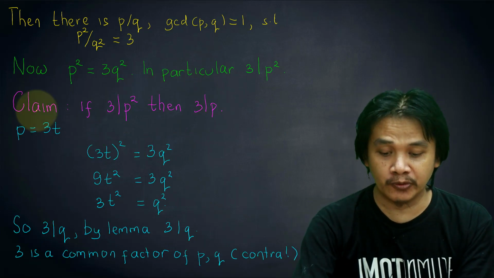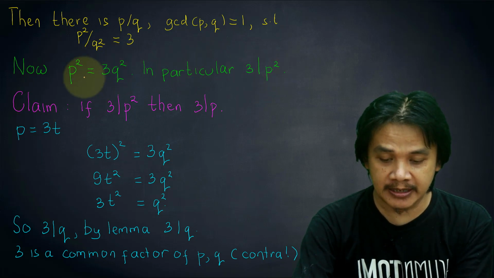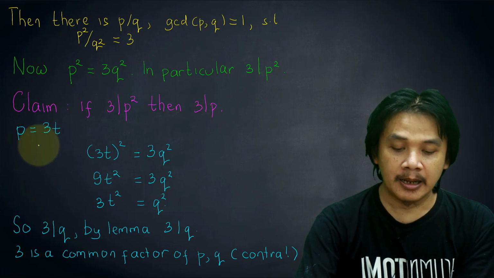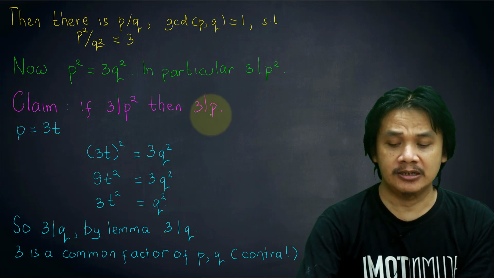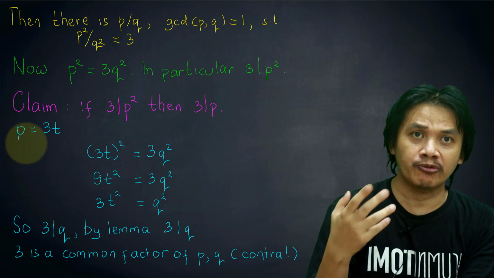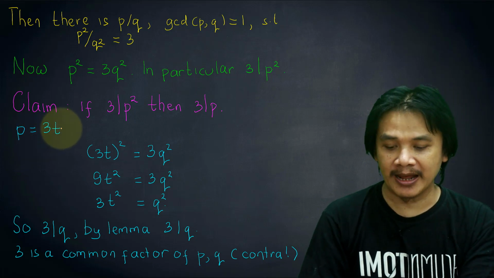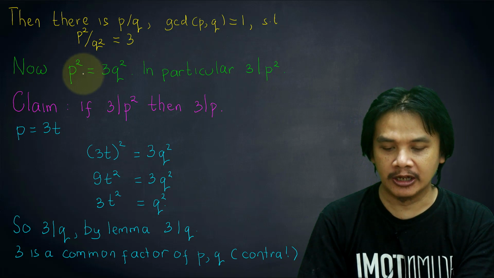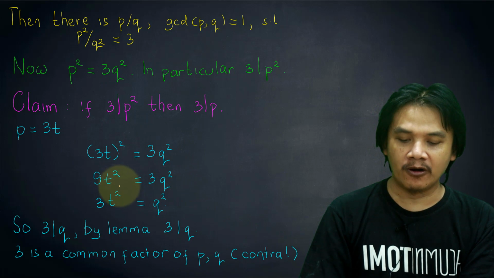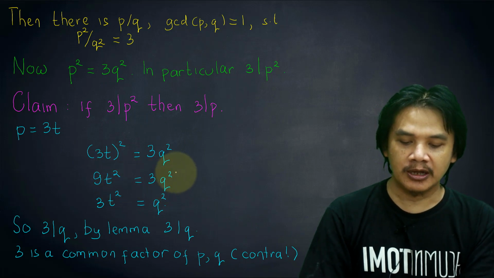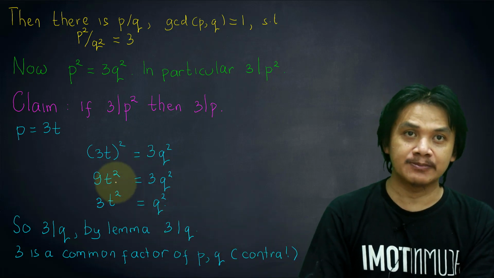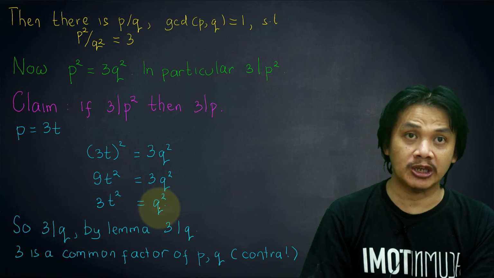Now let's get back to our equation, that p squared is equal to 3q squared. From the claim, we know that 3 divides p. So we can write p as 3 times something: p is equal to 3t. Plugging p equals 3t back into that equation, we have 9t squared is equal to 3q squared. Upon dividing both sides by 3, we have 3t squared is equal to q squared.